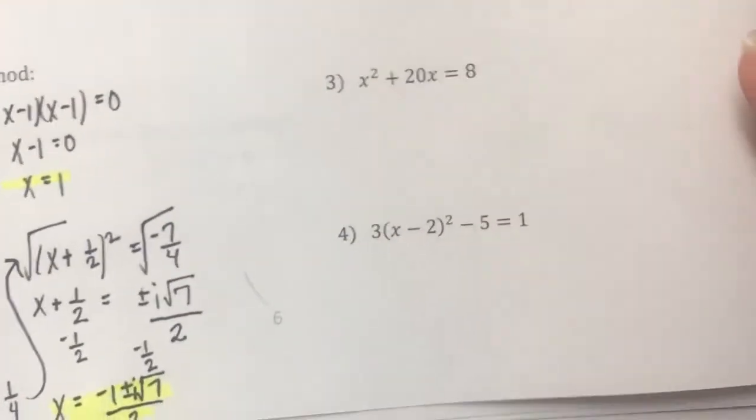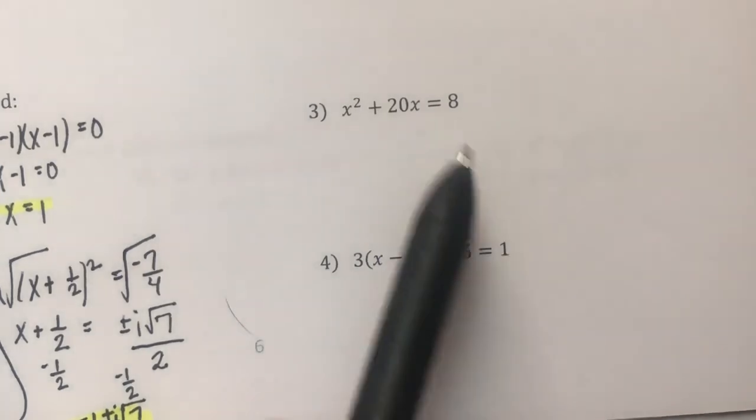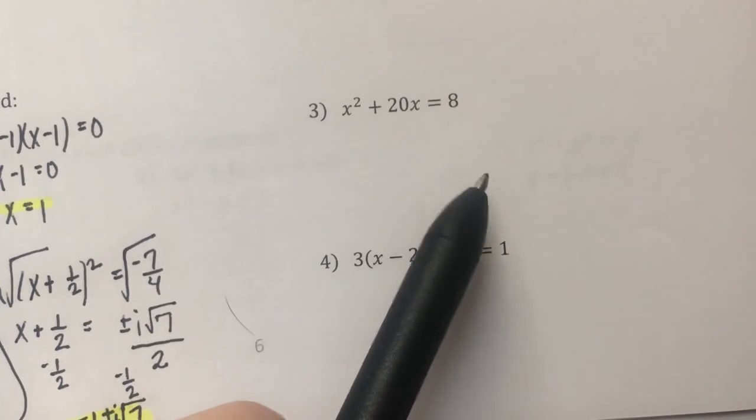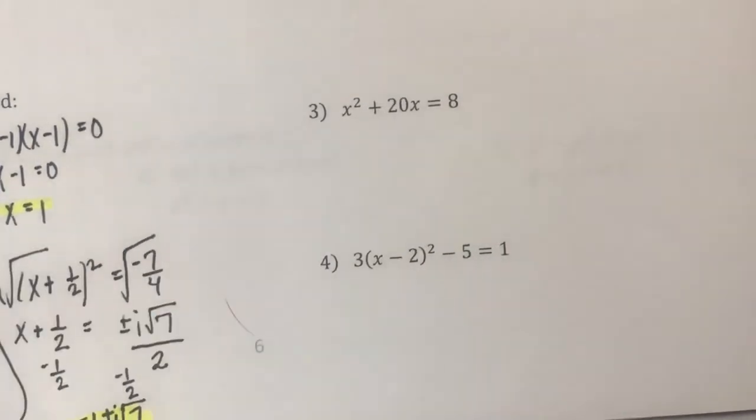And then for example 3, x squared plus 20x equals 8. You can check in your head if it's factorable or not. If I subtract this 8 over, then c would be -8, and I would be looking for factors of -8 that add up to 20. There's no factors of -8 that add up to 20, like 1 and 8, 2 and 4. There's no way to get that to add up to 20. So that means my options are completing the square and using the quadratic formula.